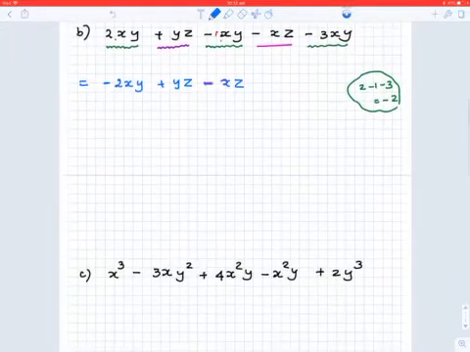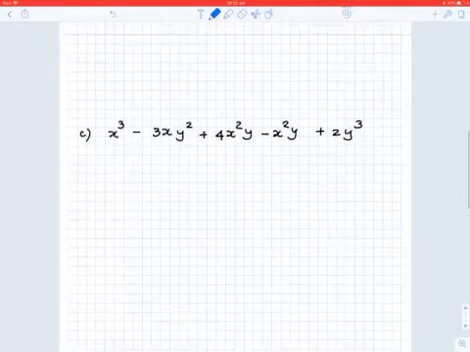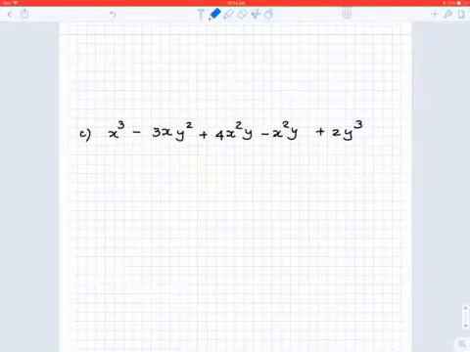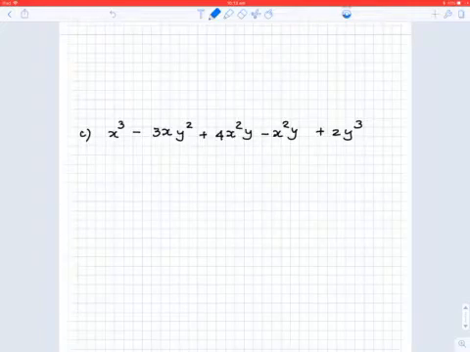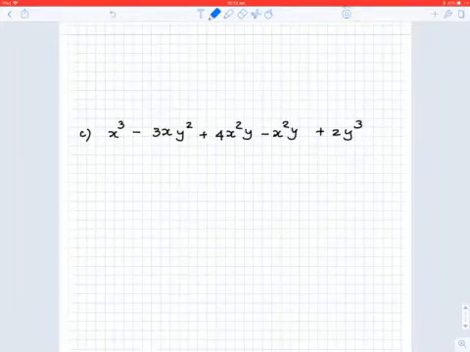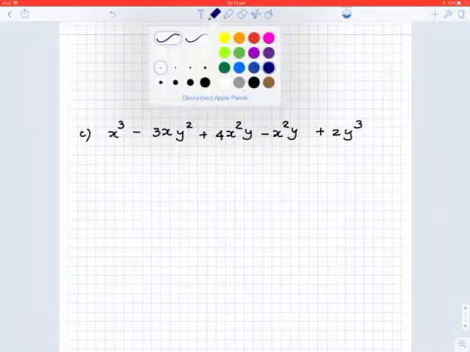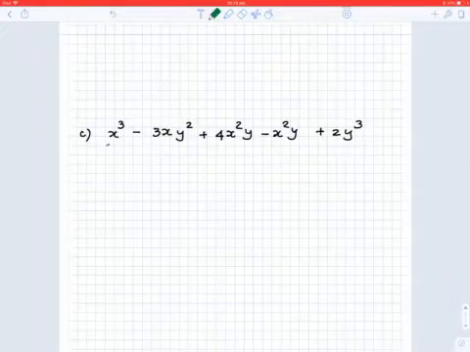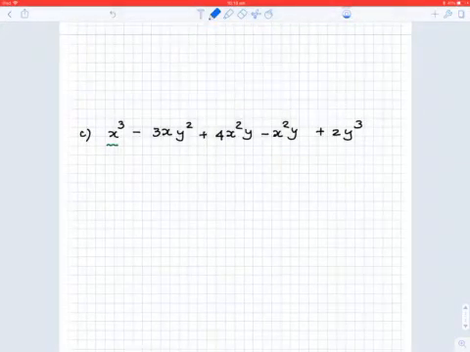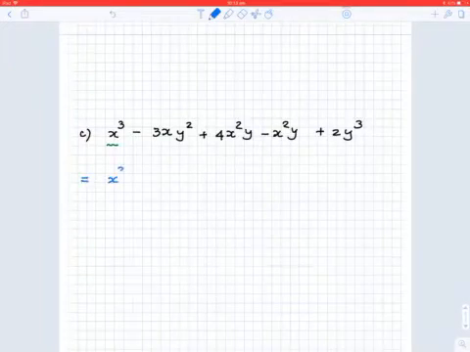Okay, now we go a little harder. We have 5 terms here: x cubed minus 3xy squared plus 4x squared y minus x squared y plus 2y cubed. Let us start with x cubed. Does it have anything to group with? No, so we are going to write that as x cubed.